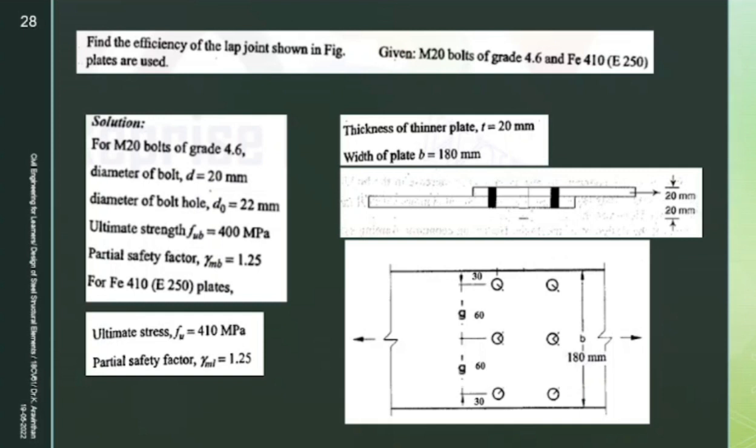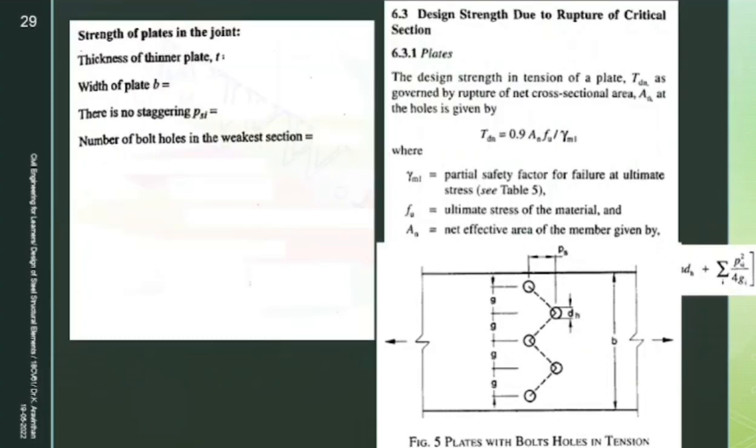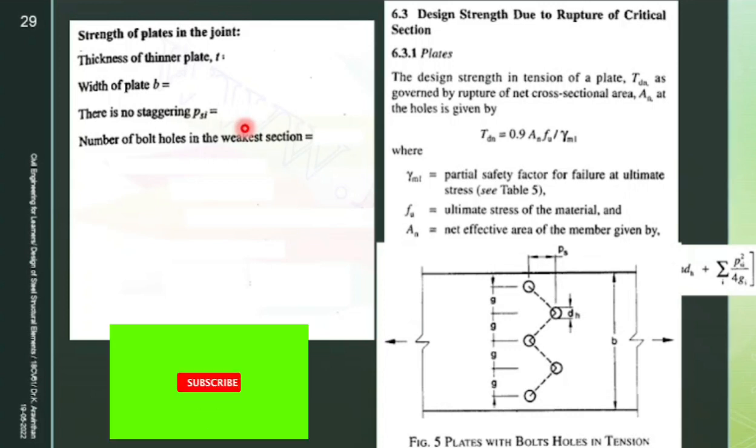Now, what are the checks you have to do? Last problem, what are the checks you have done? Shear and bearing. Do you have the same formula? Check the same formula, that is check for bearing and check for shear. These two things you have to find for the bolt. Now you have to find the efficiency, so you have to find the capacity of the plate.